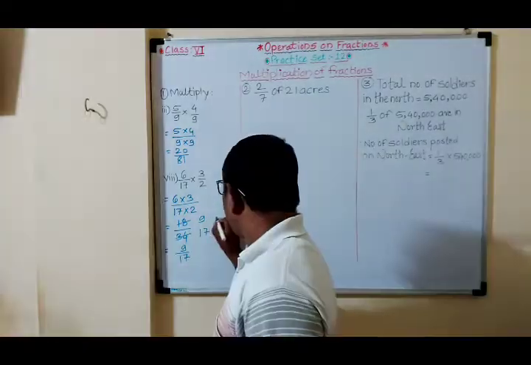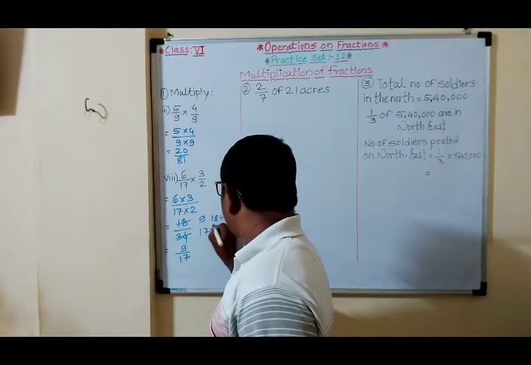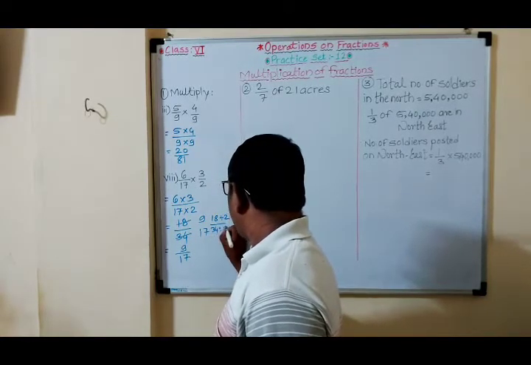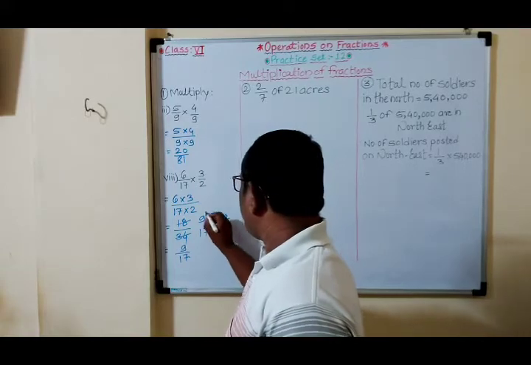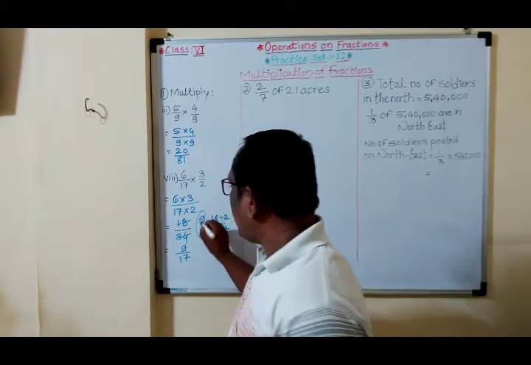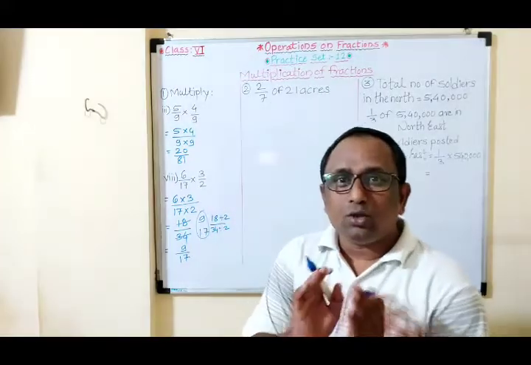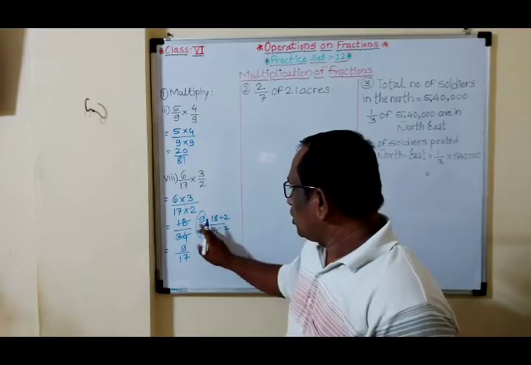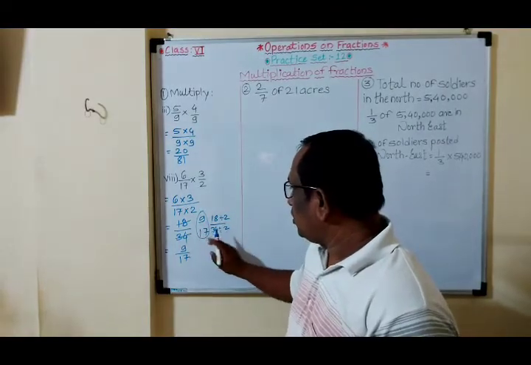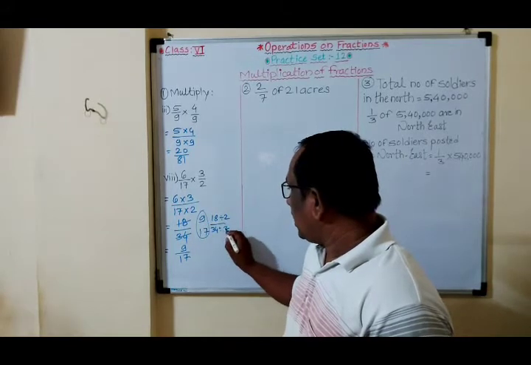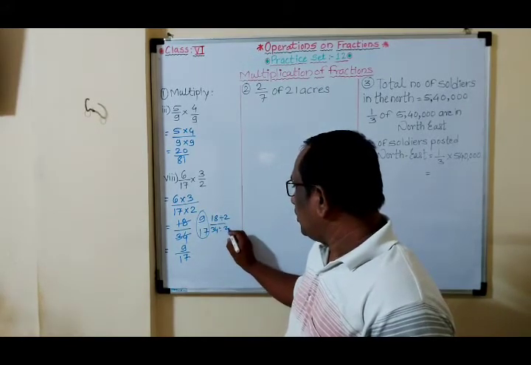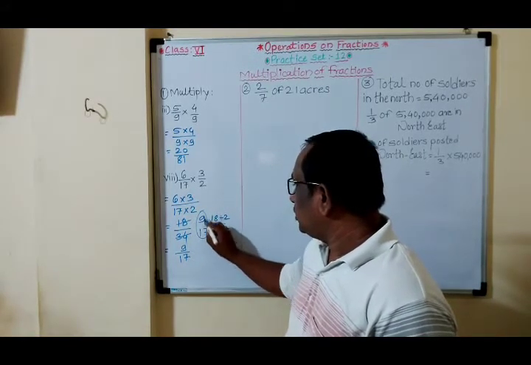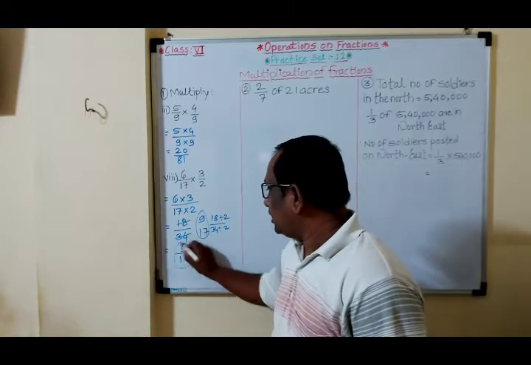Okay, what I do, I'll tell you, 18 divided by 2 and 34 divided by 2. Okay, so we will get, when we divide here, why do we have to divide? We have to make the answer into simplest form. That's why. Okay, so this 18 and 34 are divisible by 2. So 2 9s are 18 and 17 2s are 34. When we divide 34 by 2, we get 17. So 9 upon 17 is the final answer.